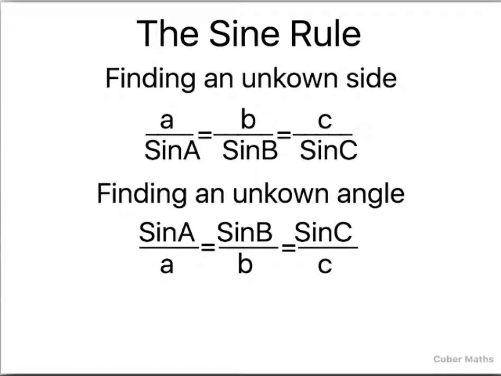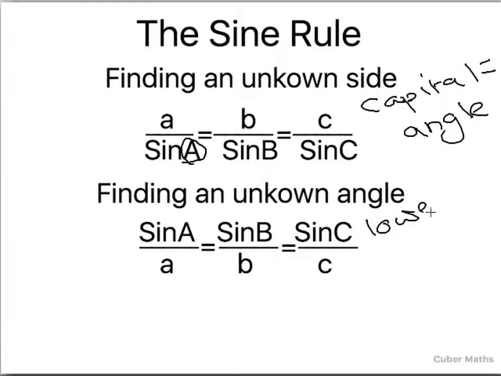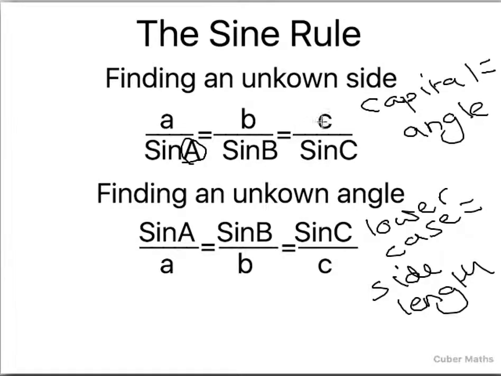So here we have the equations for the sine rule, and this one says for finding an unknown side. The equation for finding an unknown side is a over sine A. When we have a capital letter here, that's our angle, and a lowercase letter is a side length. So up here what we're saying is to find a side, we do the side length divided by sine of the angle, and that's going to be equal on all of our sides and angles that we do.